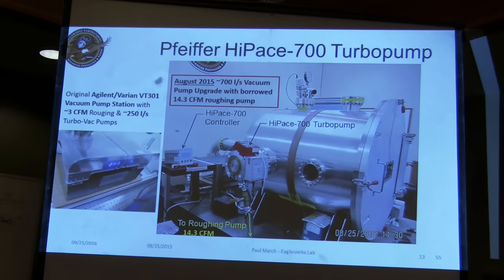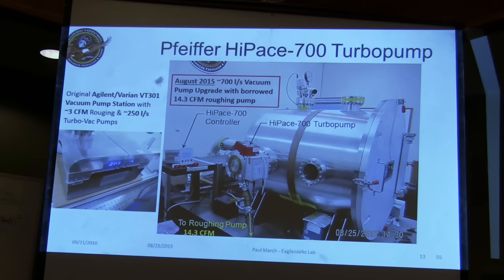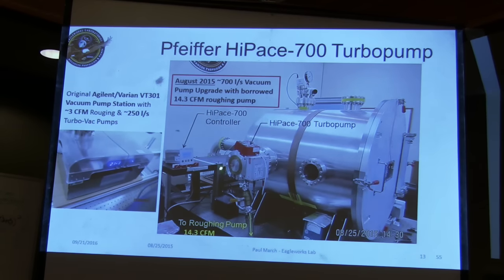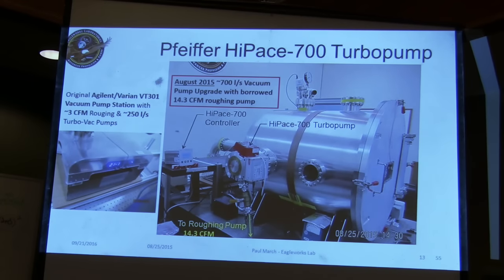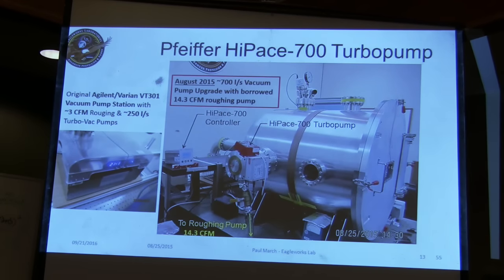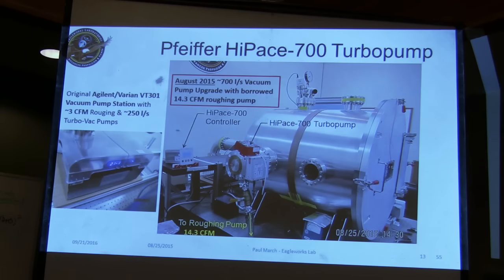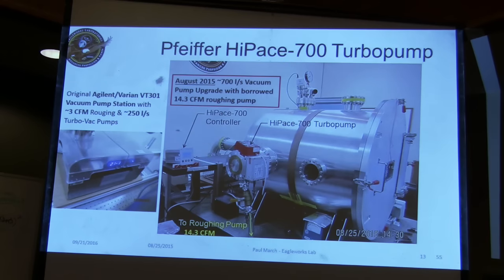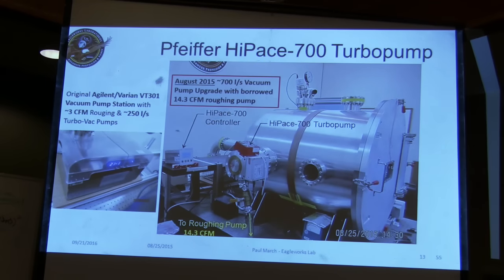During the latter part of the summer of 2015, we got a new vacuum pump. There's a $22,000 piece of hardware right there that helped pump down. Instead of taking 3 days to pump down, this would allow us to pump down in about 4 hours. Very handy, but it's costly.